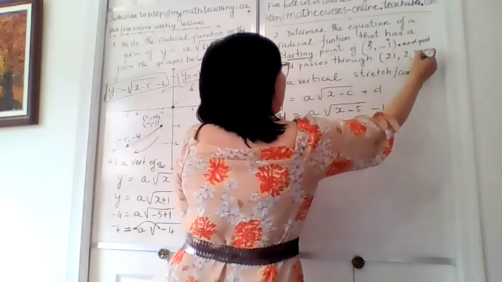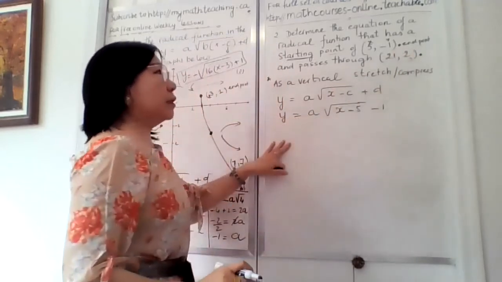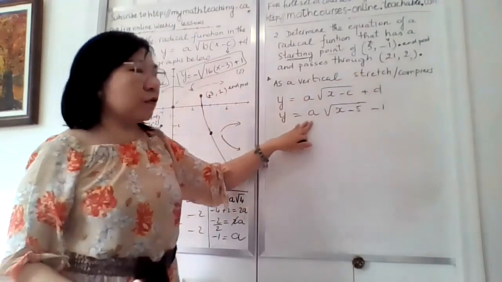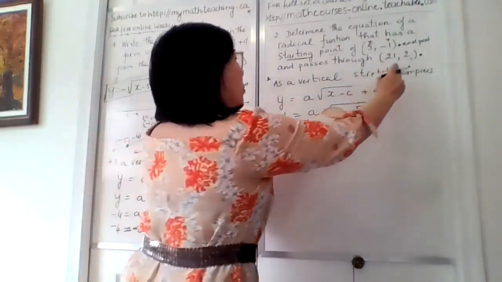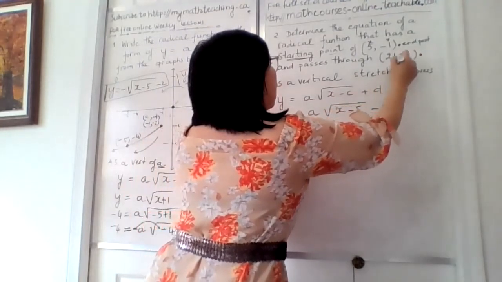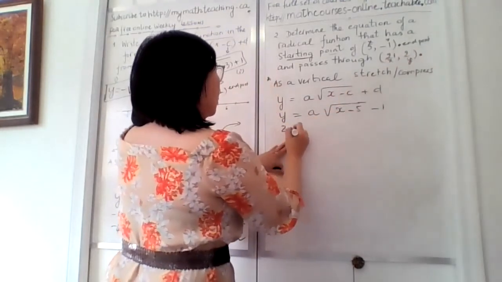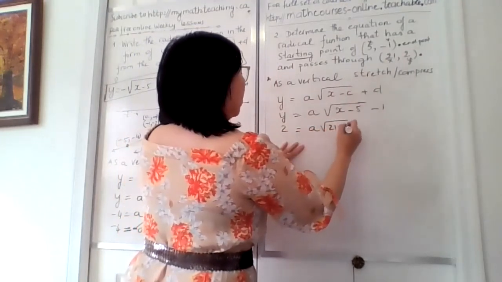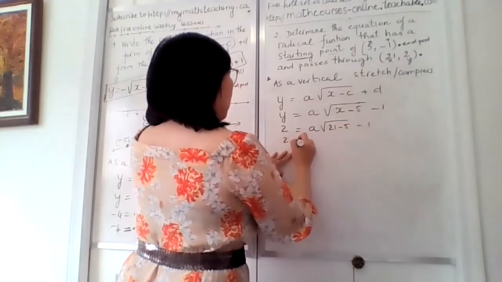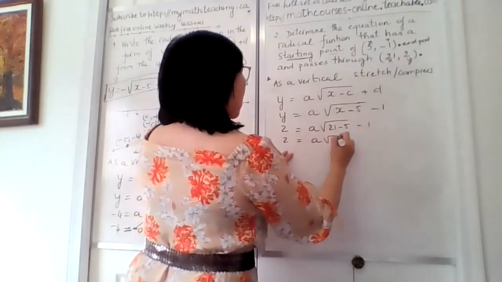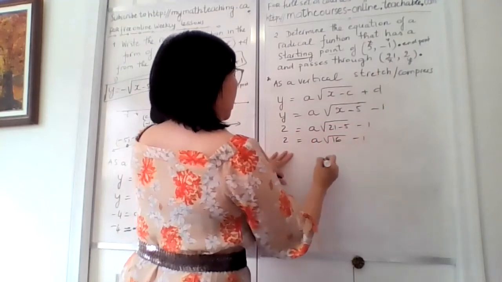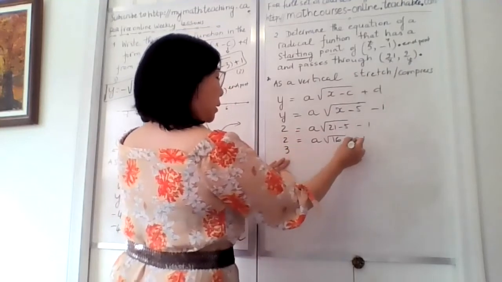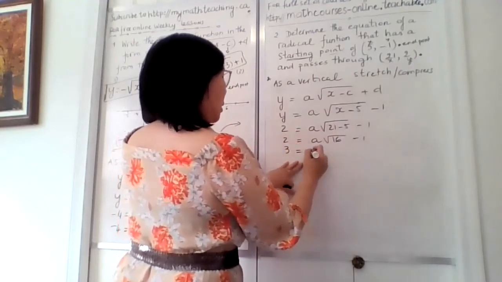Now I'm going to use this point. This is another point on the graph, right? So I'm going to substitute this point into this equation and solve for a. So the y here, this is y, this is x. Y here is 2, I substitute by 2, a is just a. X will be 21 minus 5 minus 1. So I have 2 equals a square root of 16 minus 1. Move the 1 over, I have 3, add into this, right? Negative becomes positive, add to that becomes 3.